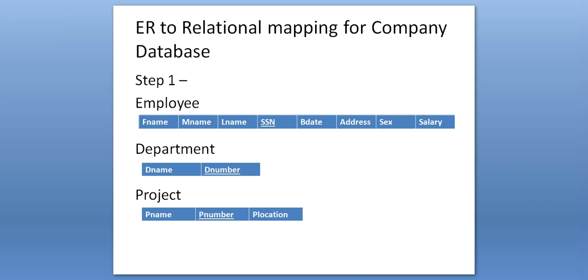So from P name and P number, we have to choose any one of them as a key. So I'm choosing P number as the primary key here for the project relation. So this is the result of step number one. There might be some changes that we have to make in these resultant relations in the later steps, but for this particular step, we have these three relations, that is employee, department, and then project.